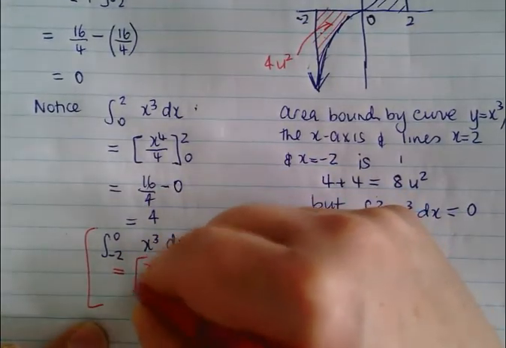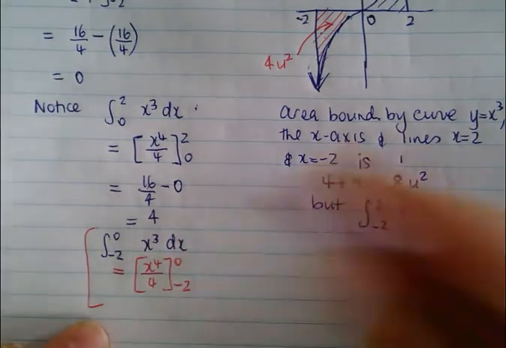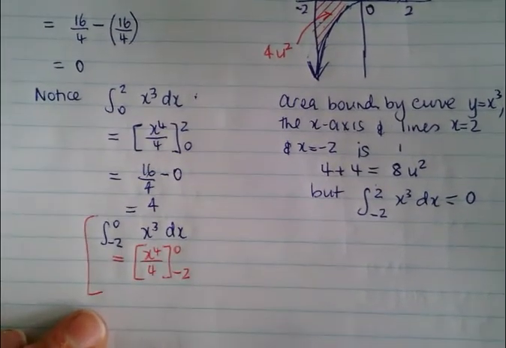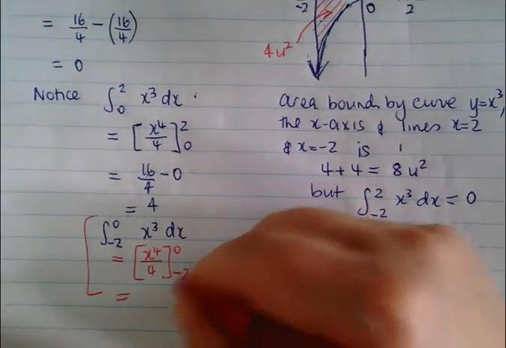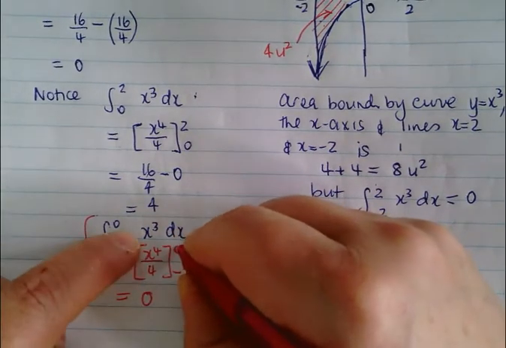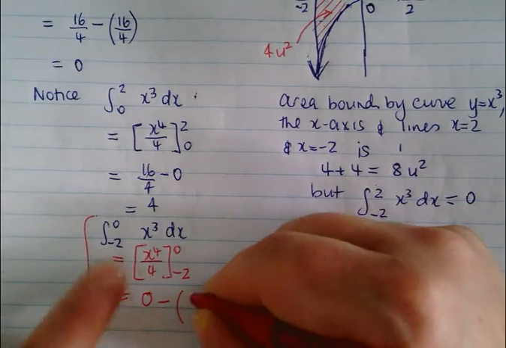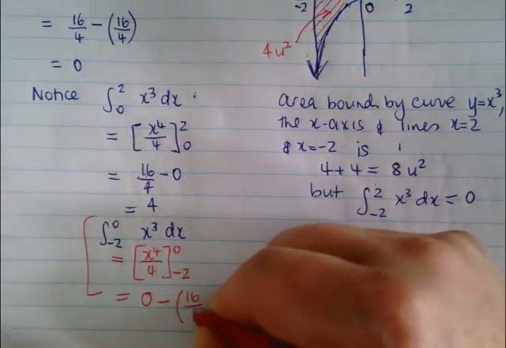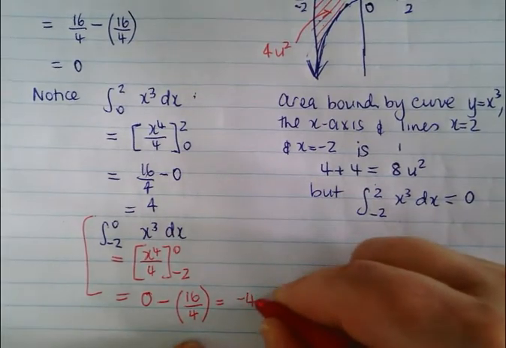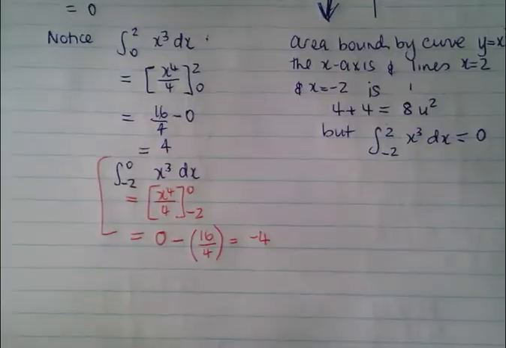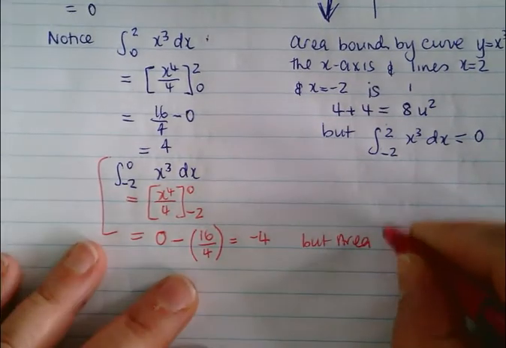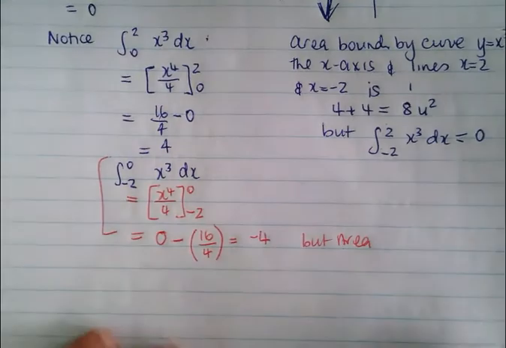x to the 4 on 4, substitute 0 and negative 2. See, the order of substitution is really important. And what do you get? You substitute the 0 first, minus negative 2 to the power of 4, which is 16 on 4, so 0 minus 4, which is negative 4. But the area will be the absolute value of that, okay?